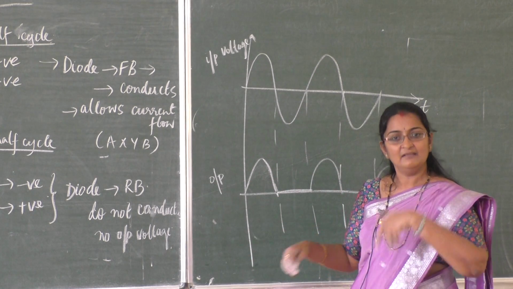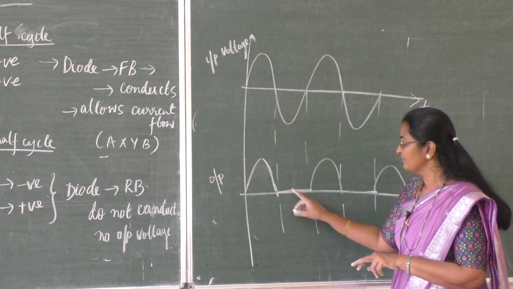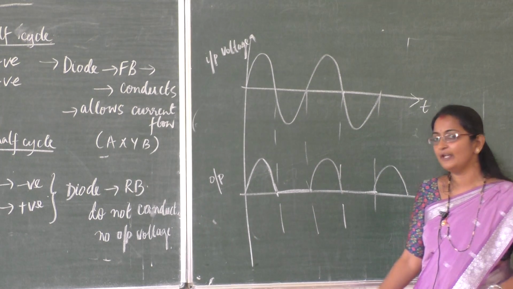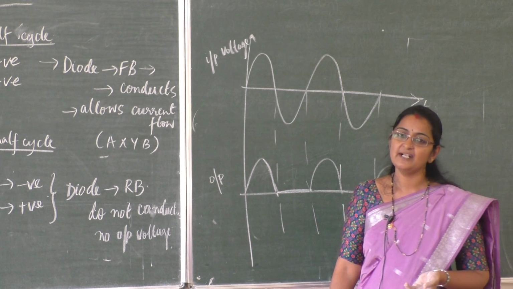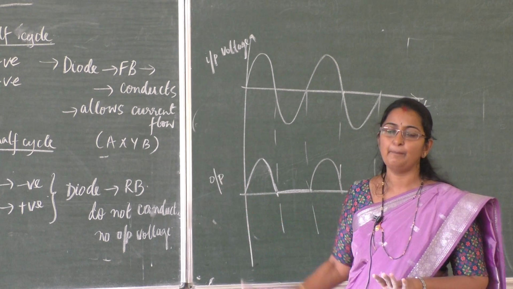We can do this better by using two diodes, such that we can get output in this portion also. That is called full wave rectification. So students, we will study that in the next class. By then, just be prepared for these things.